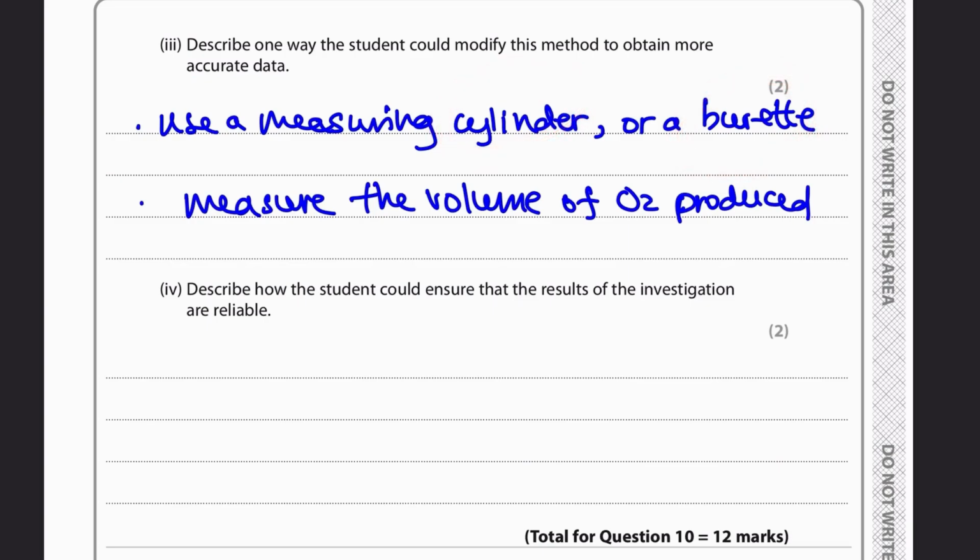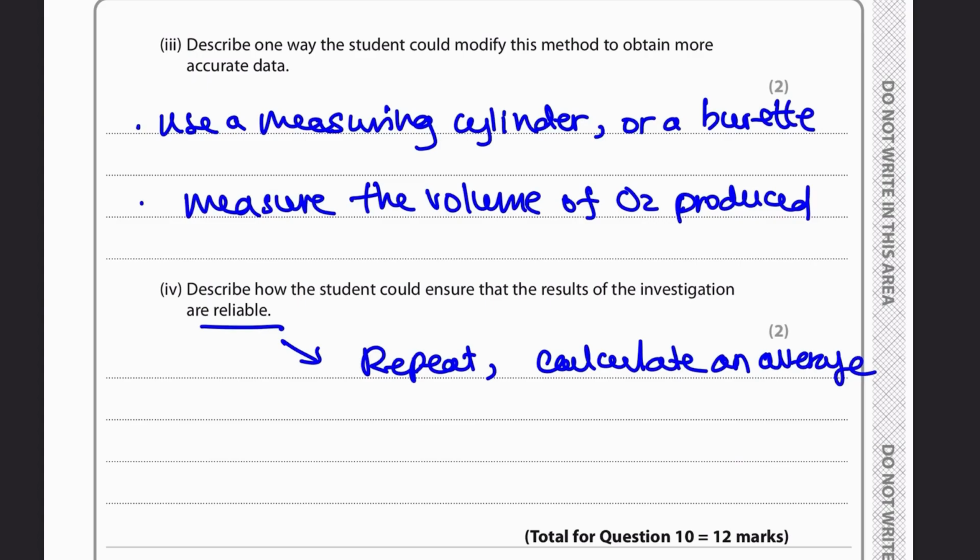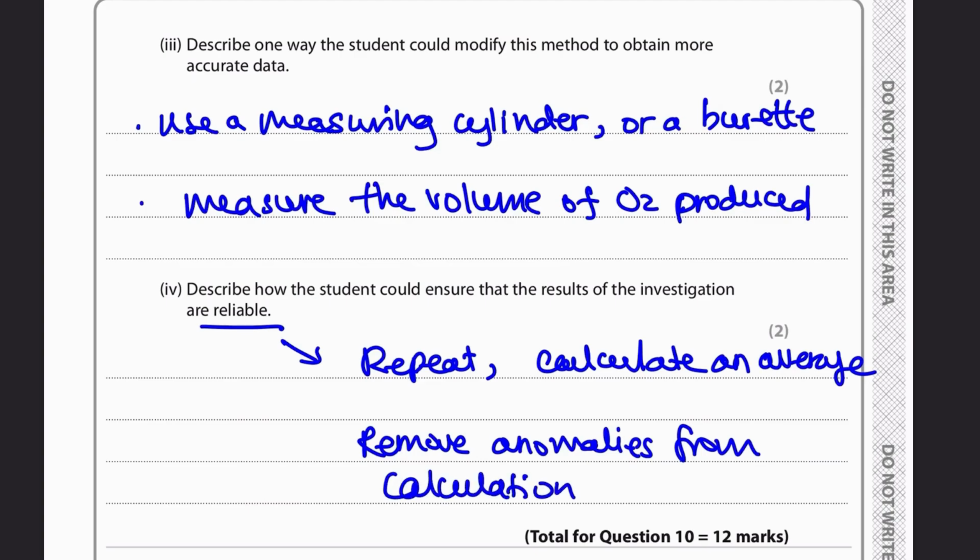Next point is describe how the student can ensure the results of the investigation are reliable. Okay? So to be reliable, there's one key word you have to say. You have to repeat. Repeat, and don't just end there. Give me more. Repeat and calculate what? Calculate an average or mean. And also remove anomalies from calculation, right? So when you calculate your average, you don't include the anomalies because those are too weird. Remove anomalies from calculation. So that will give you a model answer for a reliability question.